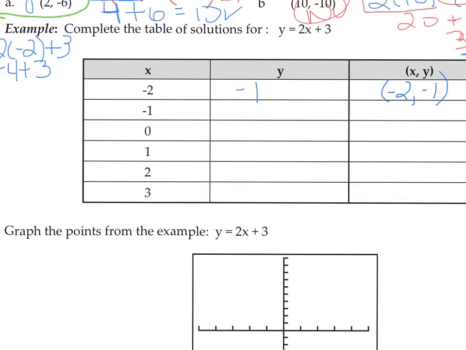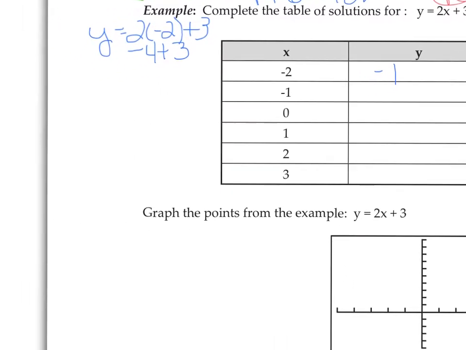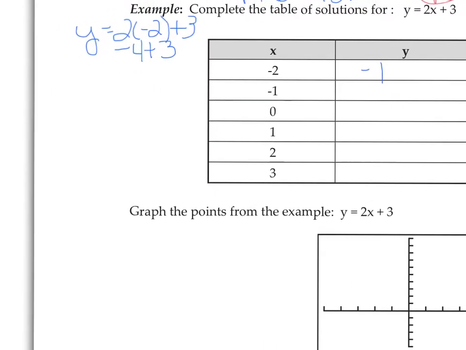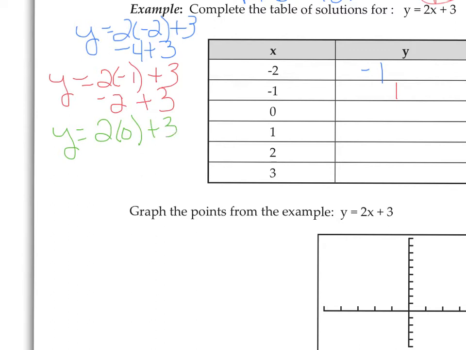If x equals negative 1, we'll have the equation y equals 2 times negative 1 plus 3. That would be negative 2 plus 3, which is positive 1. So this would be a y value of positive 1. The next value is 0. We'll plug it in for x. So we'll have y equals 2 times 0 plus 3, which is 0 plus 3. So y equals 3.